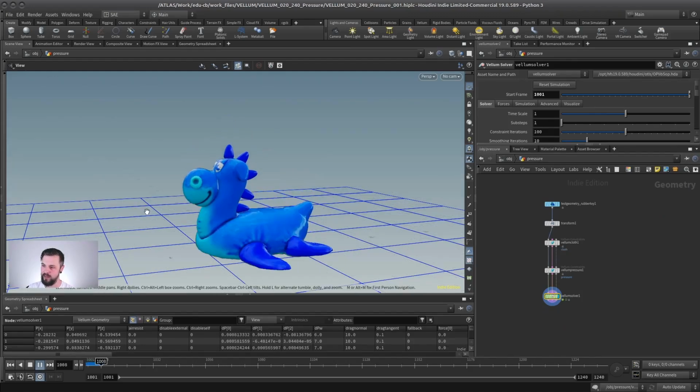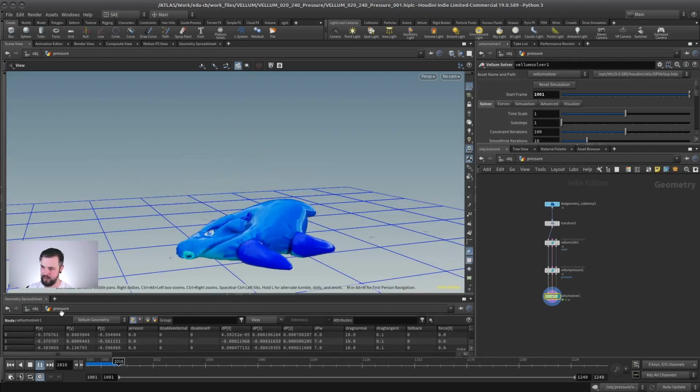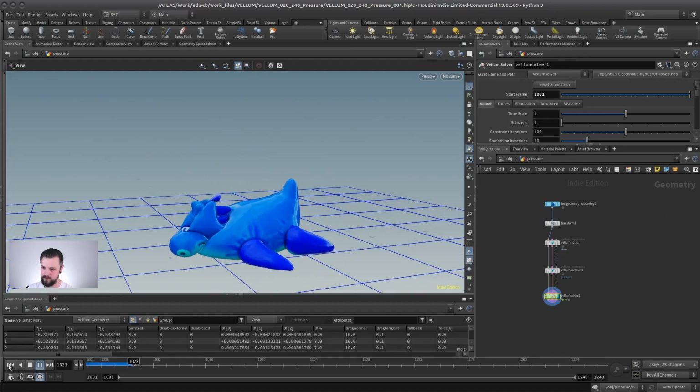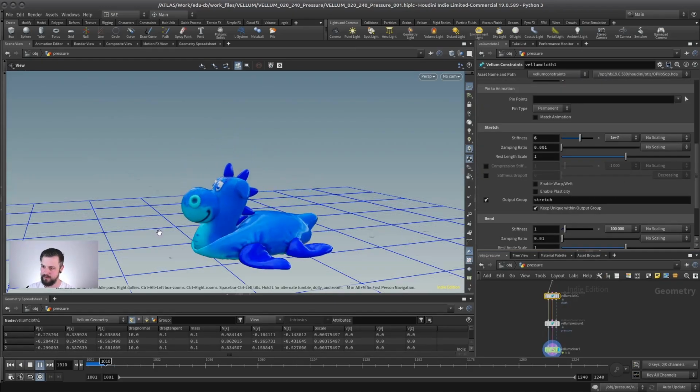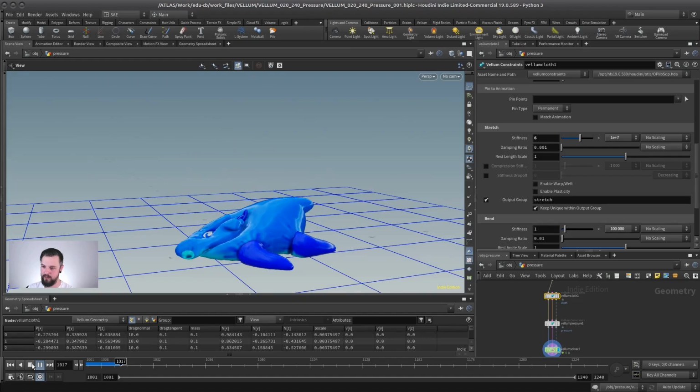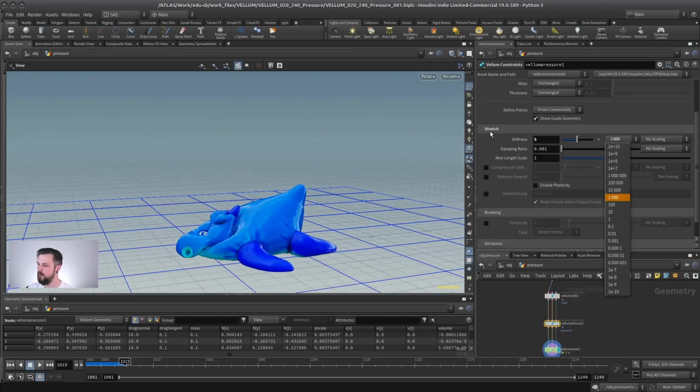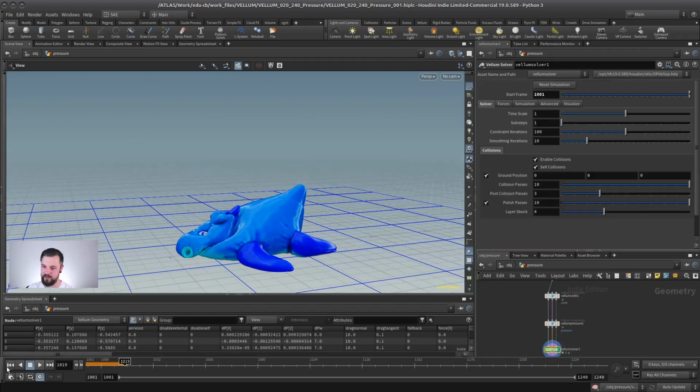And now we will see it's much better. It should be, at least a little bit. Well, let's increase it further then. Let's try that again. And now maybe let's increase the stretch stiffness of the Vellum pressure so that we keep our pressure intact.